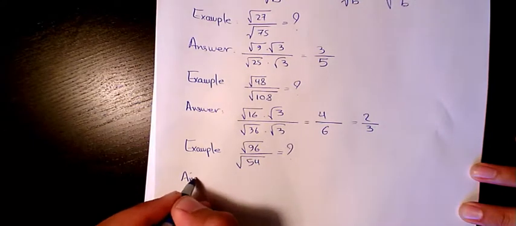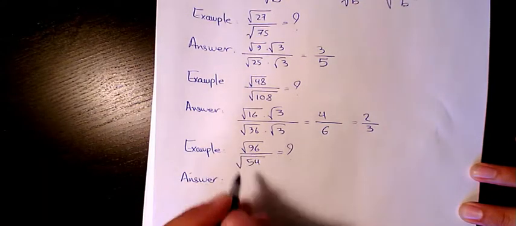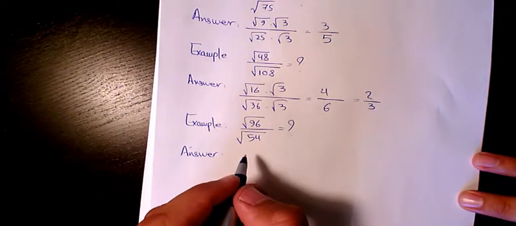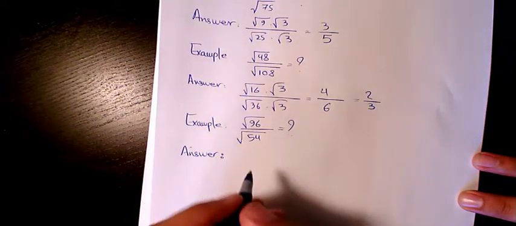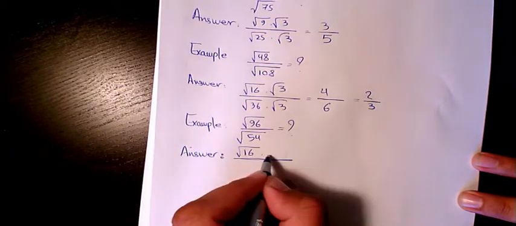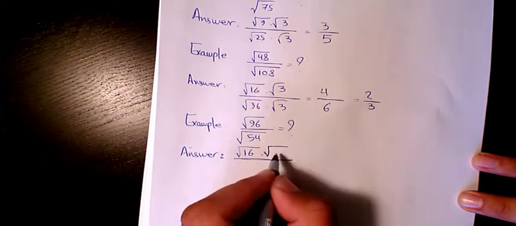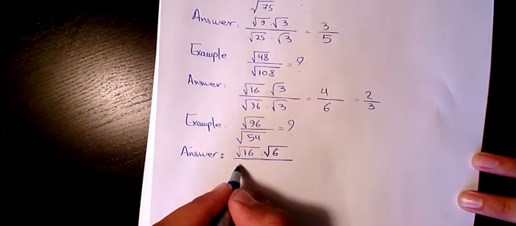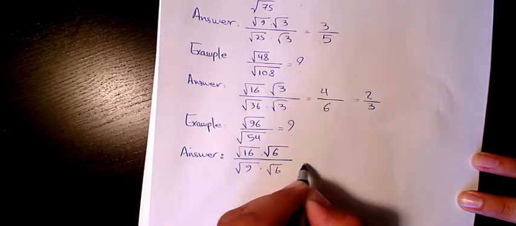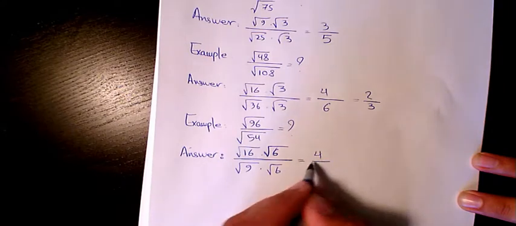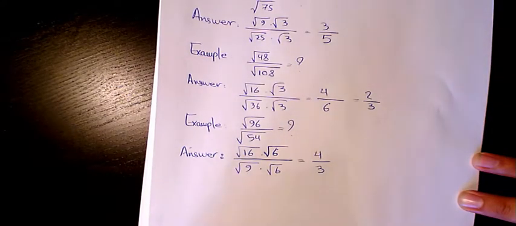Next example is root 96 divided by root 54. Answer is: root 96 is root 16 times root 6, and 54 is 9 times 6, so root 9 times root 6. Root 6 and root 6 cancel out. Root 16 is 4, root 9 is 3, so it's going to be 4 over 3.